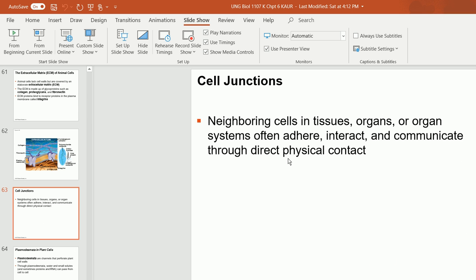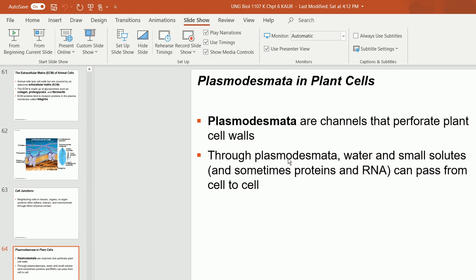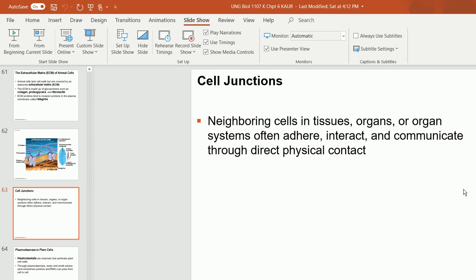Now we are going to talk about cell junctions, how cells are connected with each other. In plant cells, there are cell junctions called plasmodesmata. These plasmodesmata are basically channels through which two plant cells can exchange various materials, like water, proteins, and RNA between them.